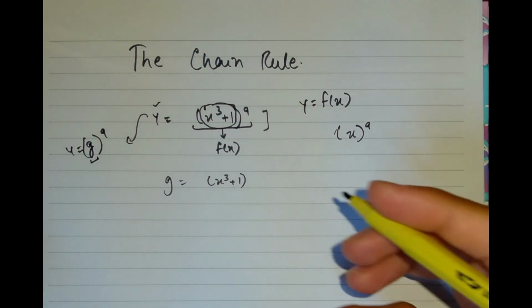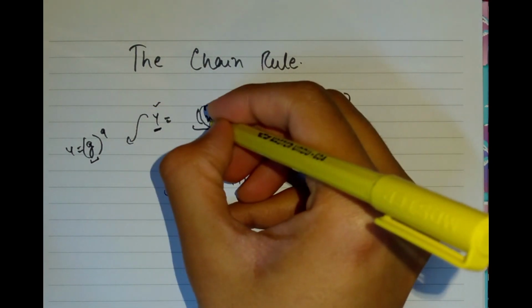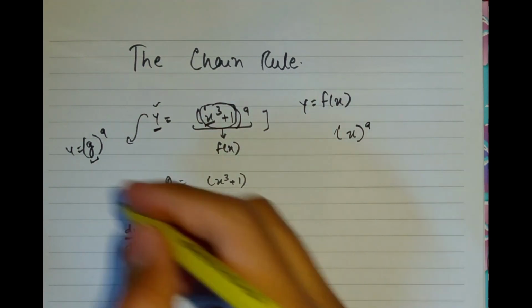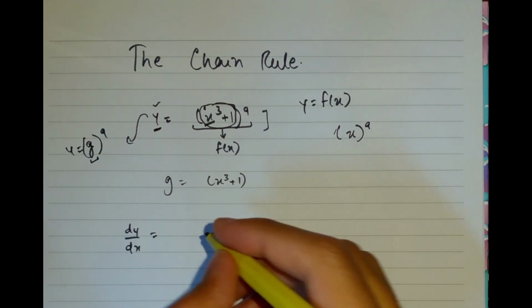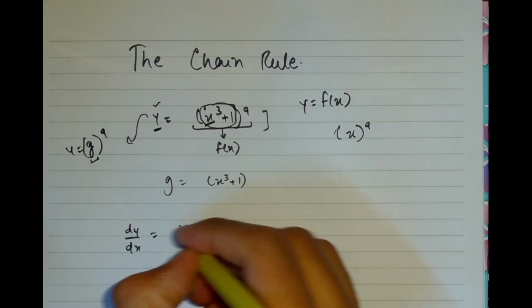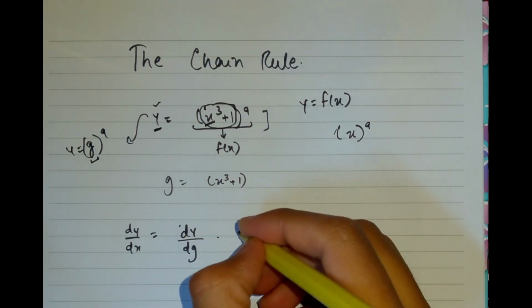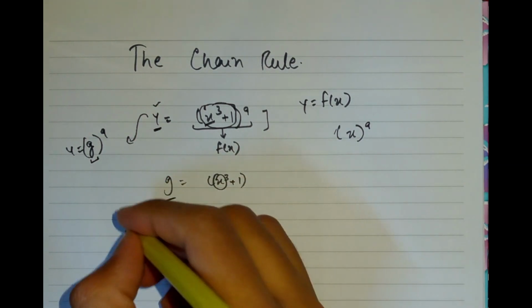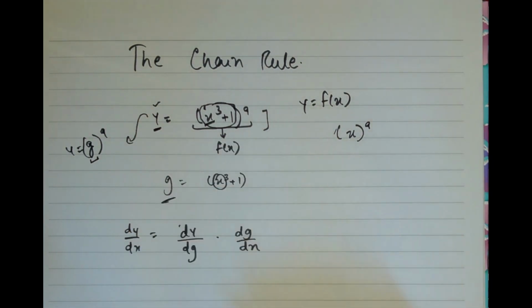Well, we know that we have to find the derivative of y with respect to x, right? So dy by dx. But we have introduced a third variable over here. So what you have to do is find the derivative of y with respect to g, and then find the derivative of g with respect to x. Multiply those things and you will reach the final derivative. So let's do the same steps.